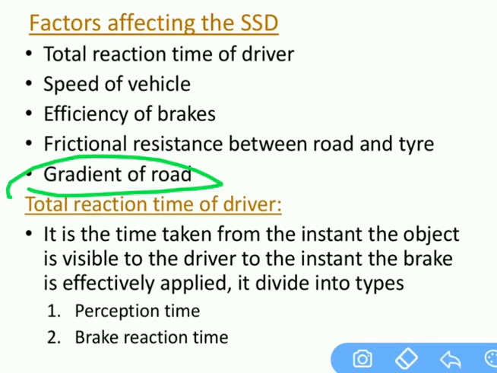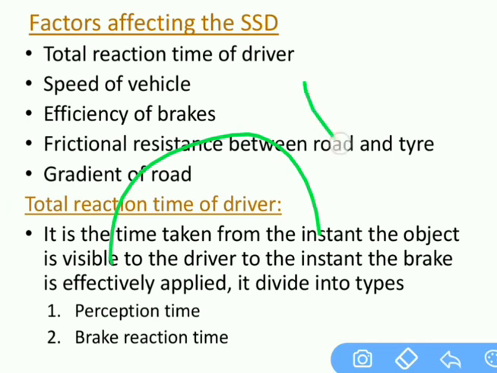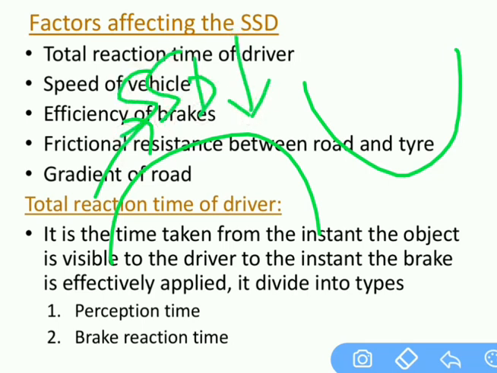Next, gradient of the road. Definitely gradient also affects the SSD. The gradient may be up the slope, or it may be down the slope, right? So if the gradient is up the slope, definitely the SSD value is less. Clear? Up the slope, the SSD value is less. For down the slope, the SSD value is more. What is the formula? In future classes we will know, right?